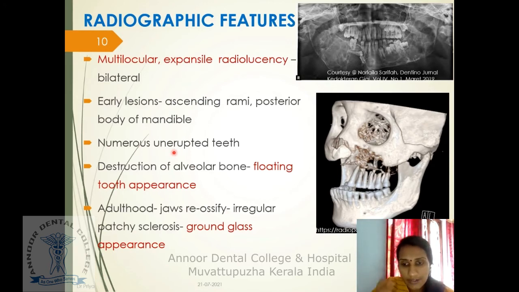There is presence of numerous unerupted teeth. Destruction of the alveolar bone. So you have lytic lesions of the alveolar jaw bone that will lead to destruction of your interseptal bone, the bone which is present basically between the different teeth. So that will destroy the entire alveolar bone, and it will appear as if the tooth is floating in air, because that entire area of the bone is going to be destroyed. So there is no bony support for the teeth, and it will give an appearance of floating tooth.